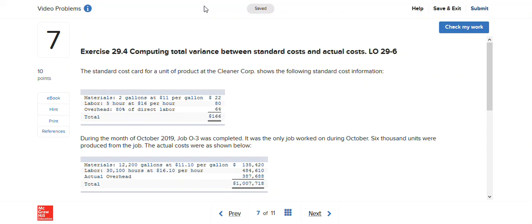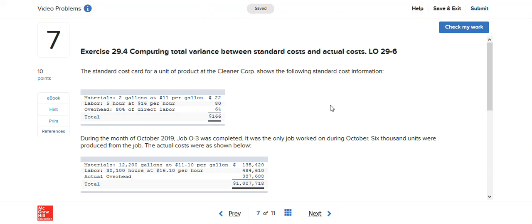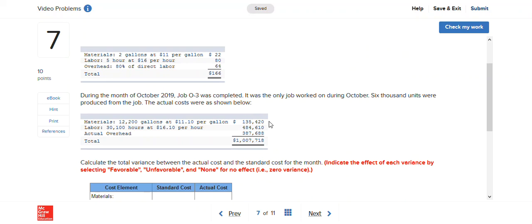Hi class. In this video we're going to look at some examples that are similar to the homework for chapter 29. So this one says the standard cost card for a unit of production at the Cleaner Corp shows the following standard cost information. So we've got materials, labor, and overhead. That's their standards. And then it says they completed a job in October. It was the only job they had, and 6,000 units were produced. And we've got some actual costs.